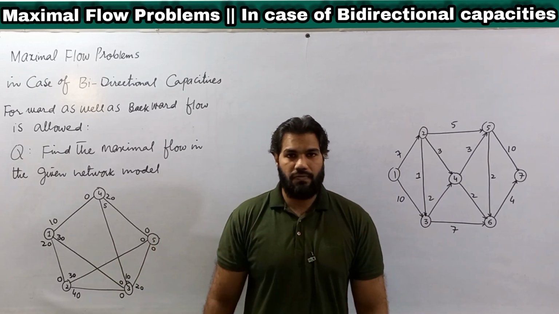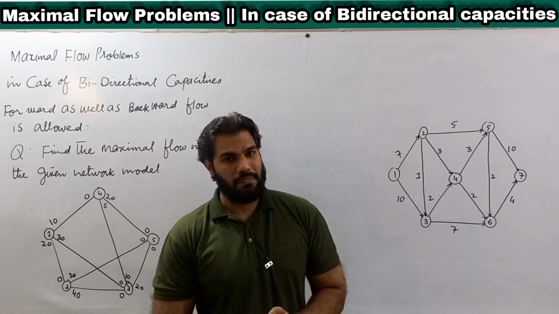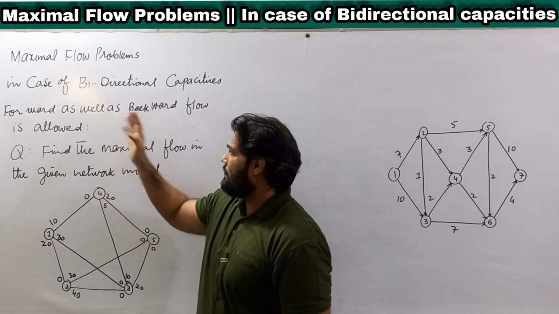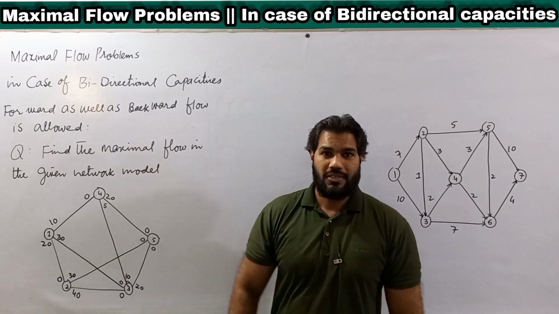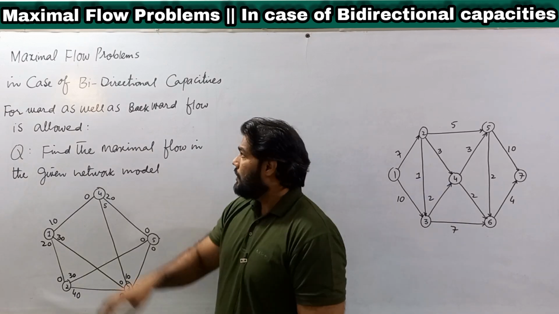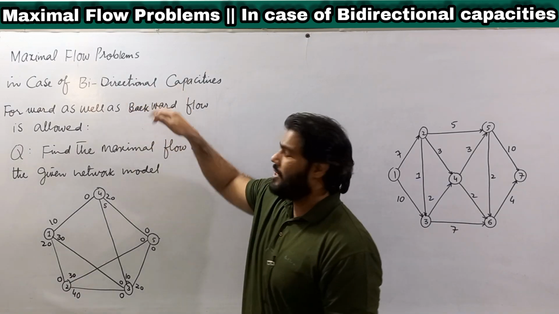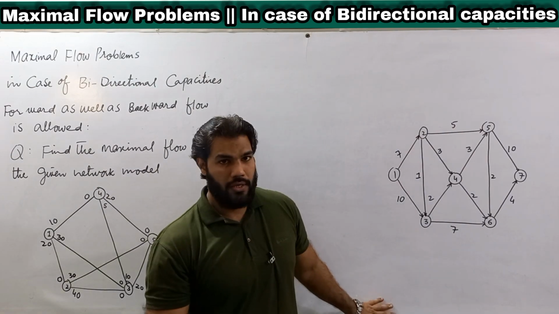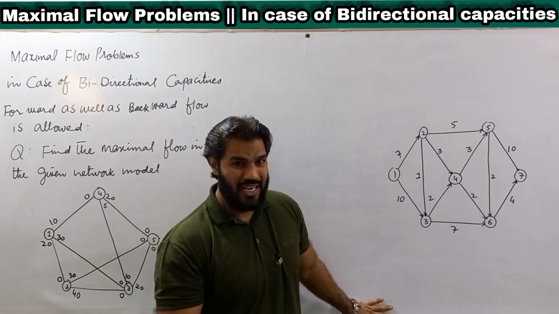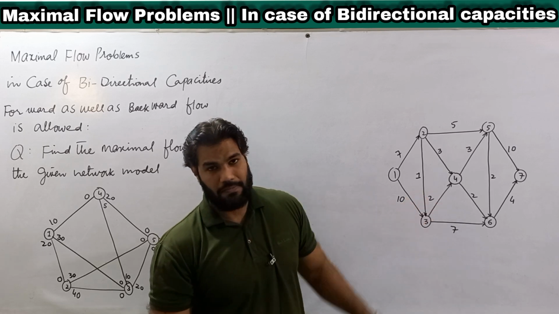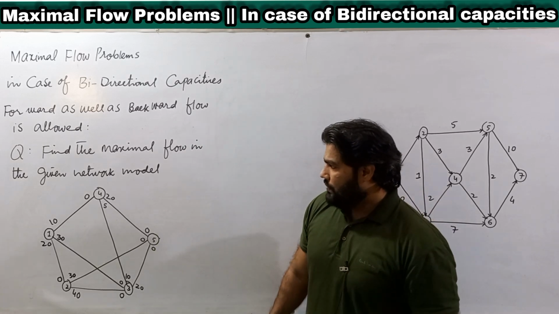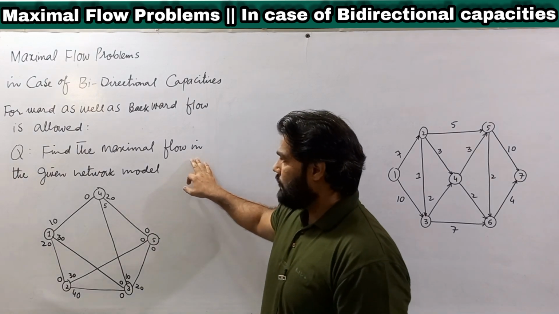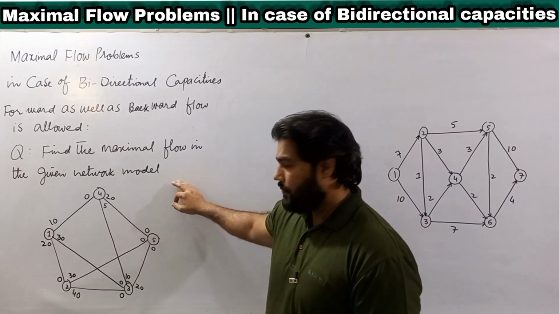In today's lecture we will discuss a network model which has forward as well as backward flow. Sometimes it is also called the case of bidirectional capacities. So here flow or capacity is not unidirectional or one-way. One example that I will share here: find the maximal flow in the given network model.